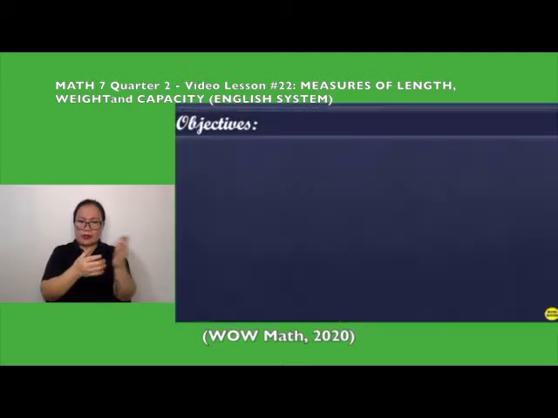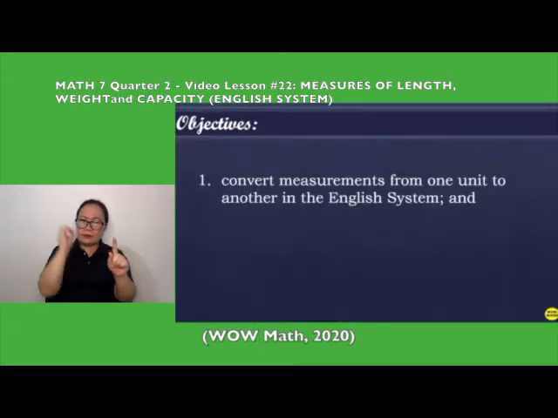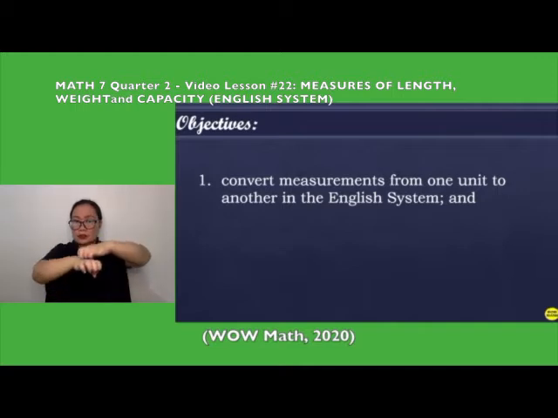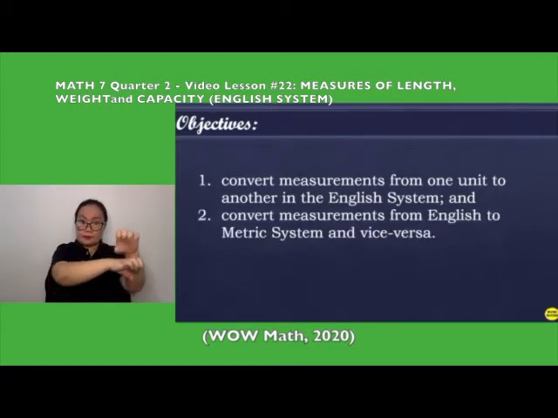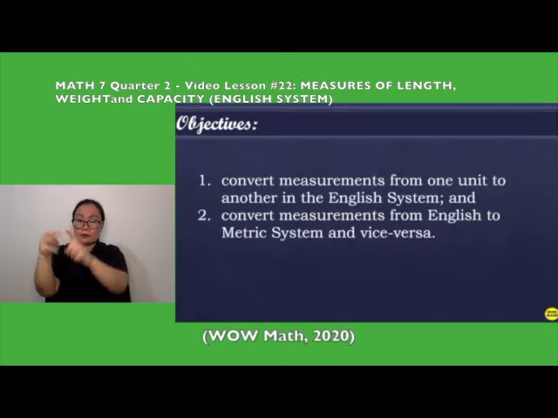Okay? So, our objectives, we will convert measurements from one unit to another in the English system. After ko magbigay ng example ng conversion ng English to English, we will proceed to the conversion from the English system to the metric system and vice versa.